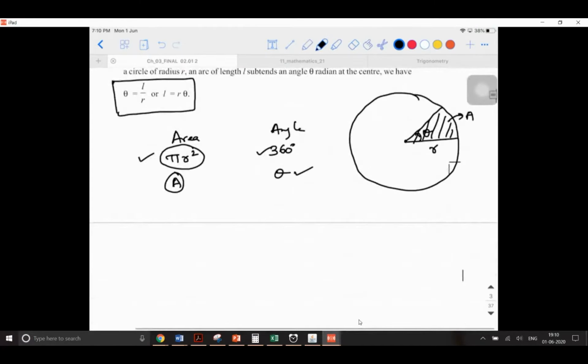For example, if I keep my compass here, if I rotate it till this step, I might get a particular theta. If I rotate it beyond this, I might get a different value of theta. But if you see, everywhere the radius is constant. The radius is not going to change. So for the value of theta to be related, you need to know the length of the arc.